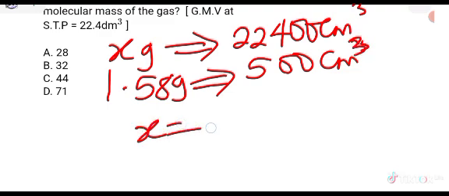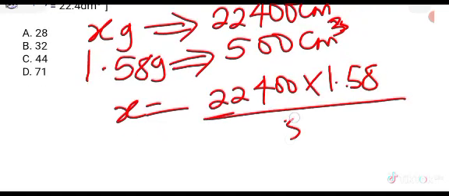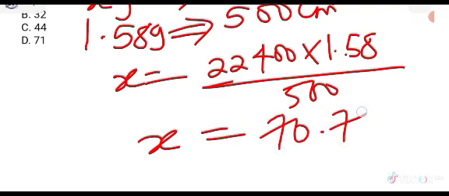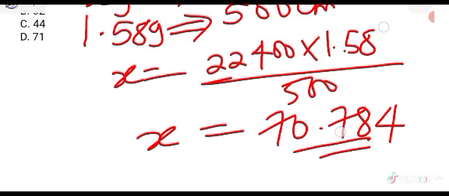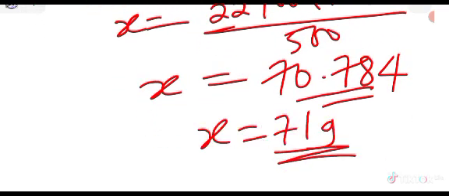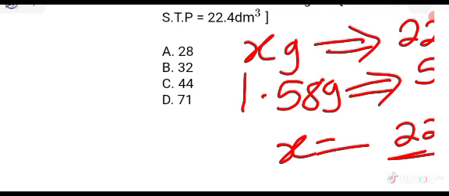So x will just be 22400 times 1.58. So we will divide this by 500. So just press this out in your calculator, or using the JAMB calculator, you will get 70.784 as your answer, which is approximately 71 grams. That means 1 mole of the gas weighs 71 grams. So check the options. You can see this is the answer here, 71 grams.